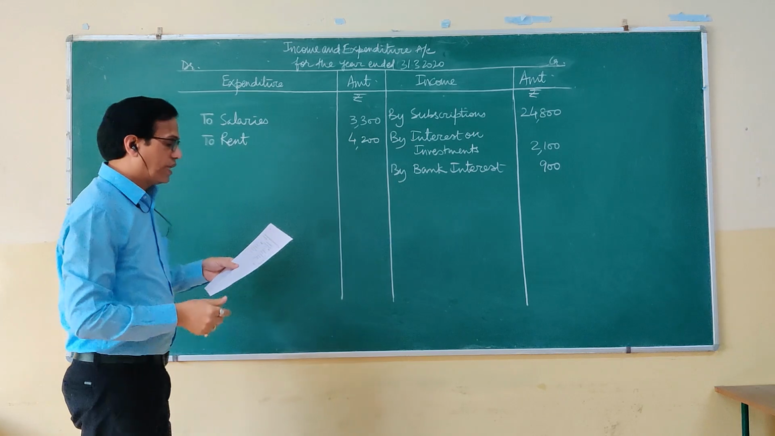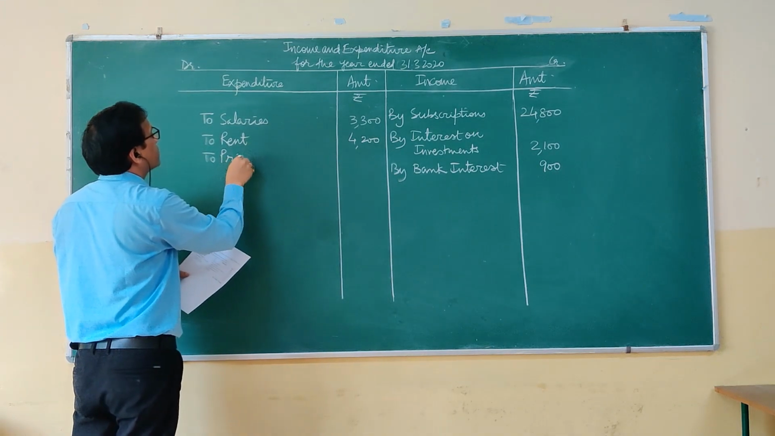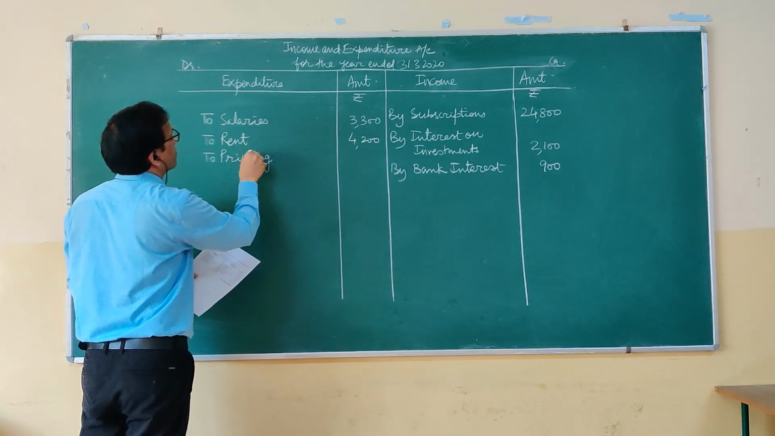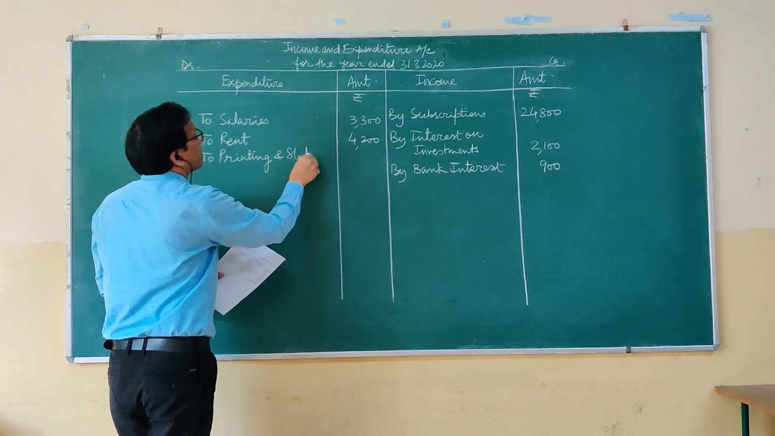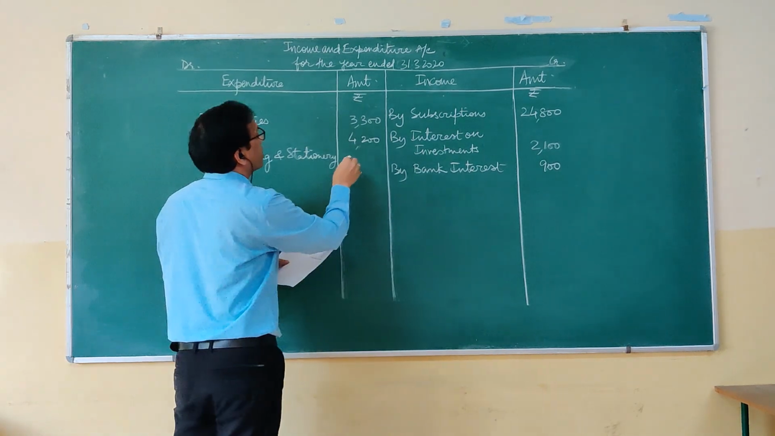Then by printing and stationery. This is also a revenue nature expense. We take here to printing and stationery, and the amount is 1,500.